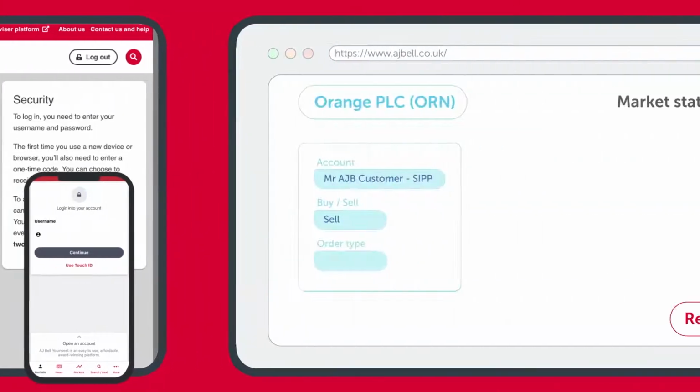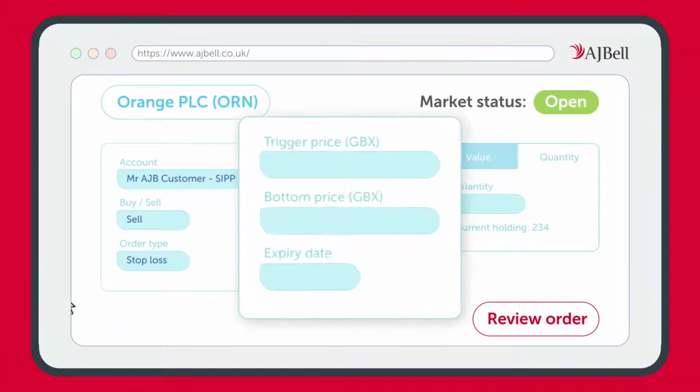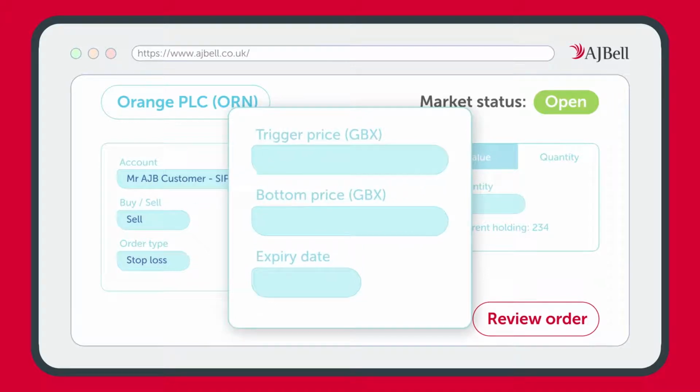You first need to set the trigger price. If the share price drops to or below this level, the stop loss order will trigger an automatic attempt to sell at the best available price. You'll also need to set a bottom price. This is the lowest price you're prepared to sell at and must be lower than your trigger price.